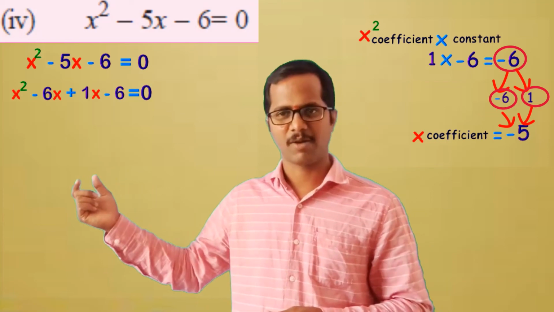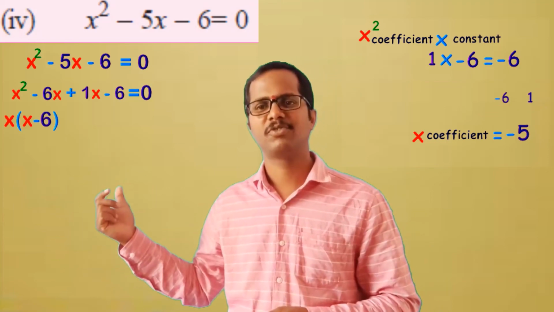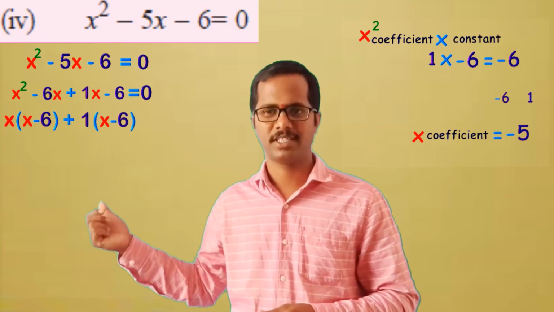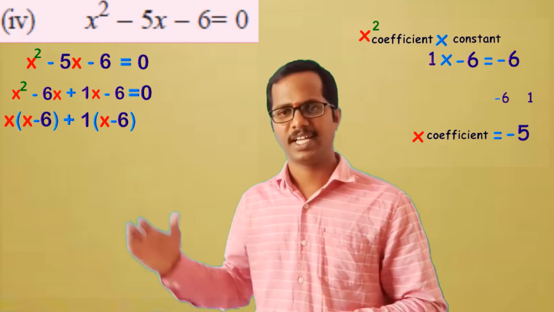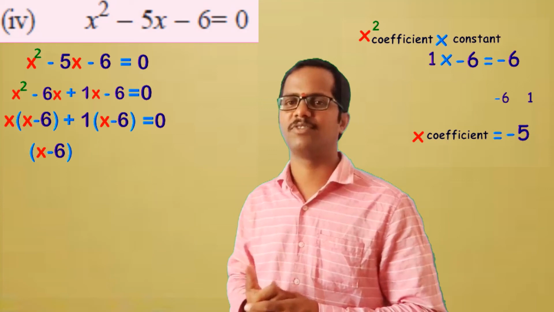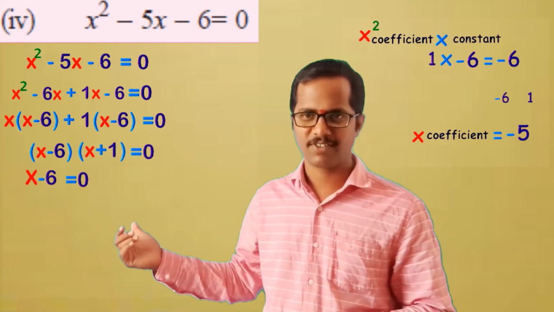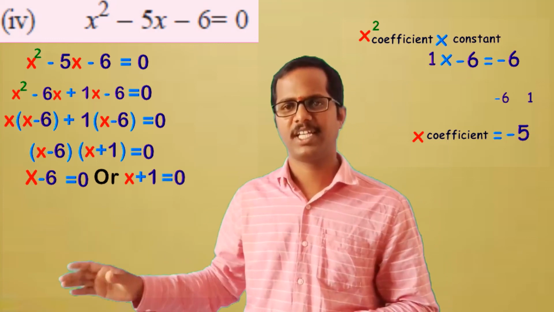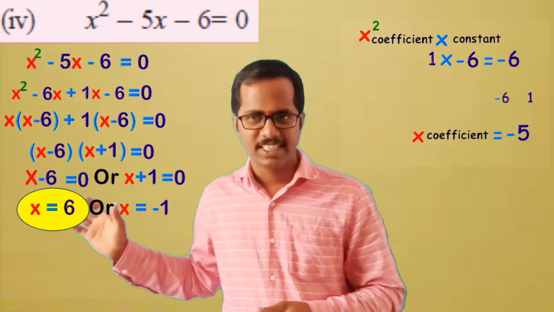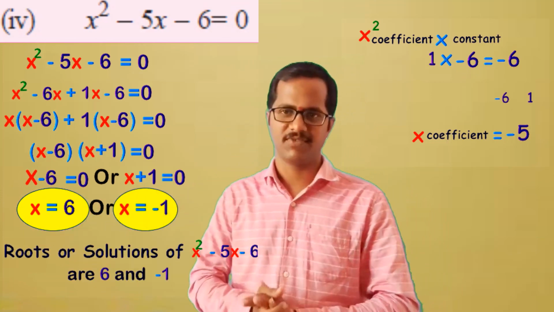Now by taking x as common out from the first two terms, we get x into x minus 6. And in the next two terms, if we take plus 1 as common out, we get x minus 6 in bracket, which equals 0. And again by taking x minus 6 as common out, we get x minus 6 into x plus 1 equals 0. Now we can write x minus 6 equals 0 or x plus 1 equals 0. And by simplifying them, we get x equals 6 and x equals minus 1. So here 6 and minus 1 are the solutions of this given quadratic equation.